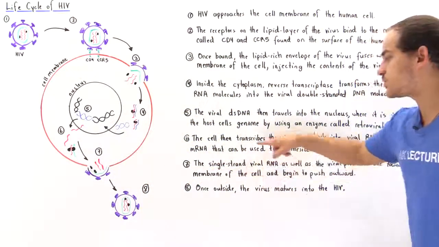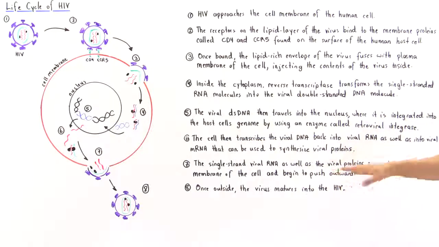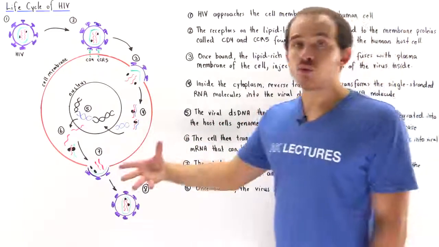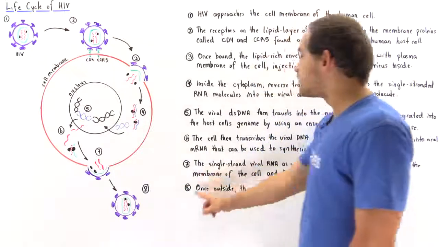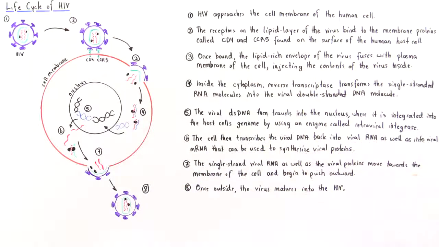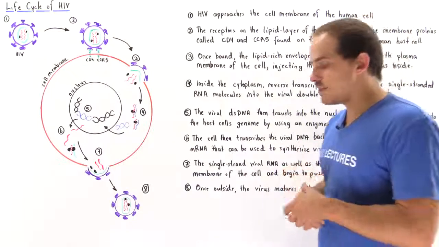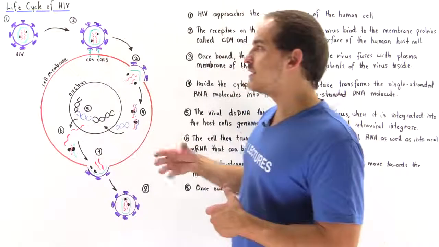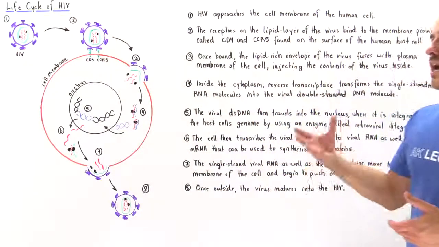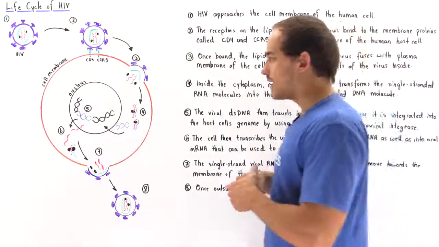So the single-stranded viral RNA as well as the viral proteins move towards the membrane of the cell and begin to push outward on that cell membrane. And finally, in step 7, once our virus is outside, it matures into HIV, the human immunodeficiency virus that can go on to infect other cells within the human body.